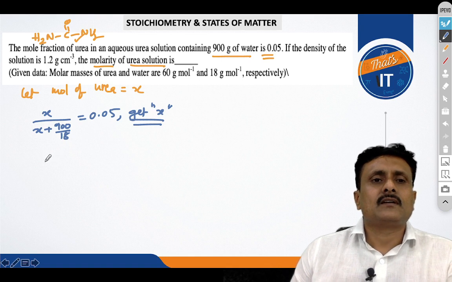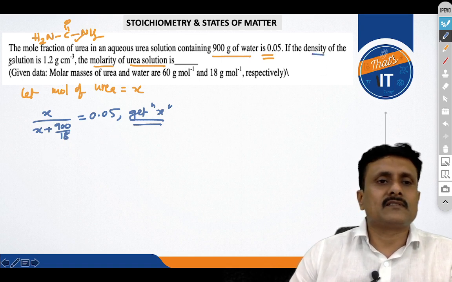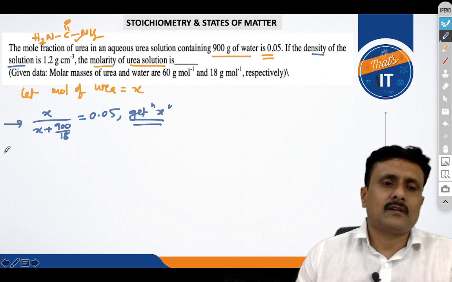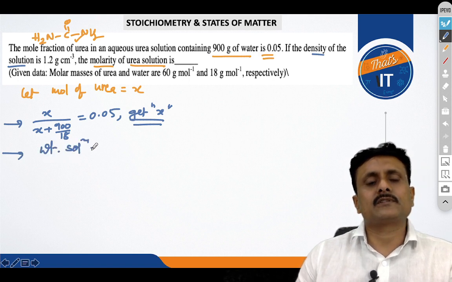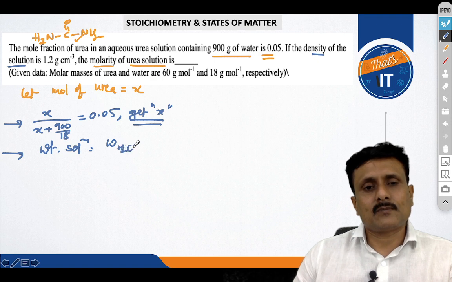Now we can see the density of the solution is given, isn't it? So you have to find the weight of solution. So what do you mean by weight of solution? Weight of solution equals weight of H2O plus weight of urea.